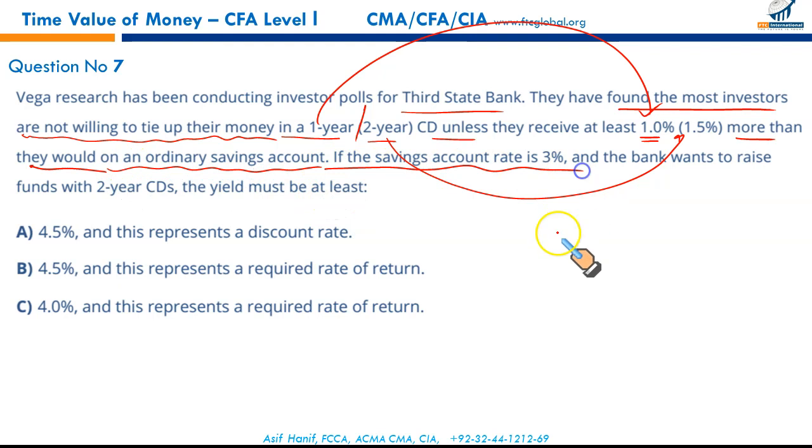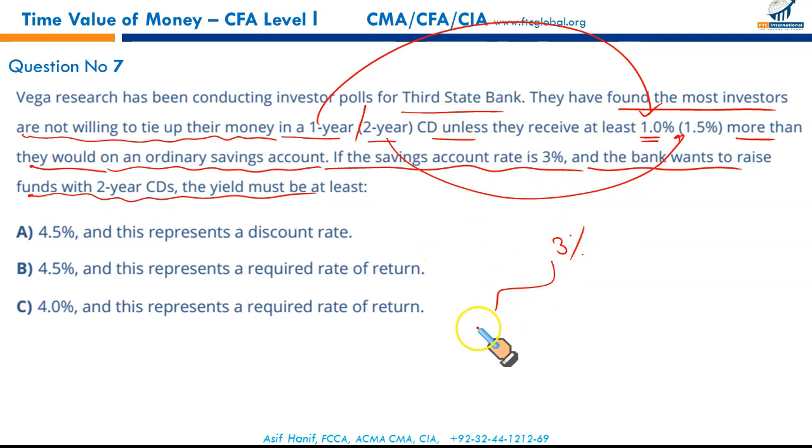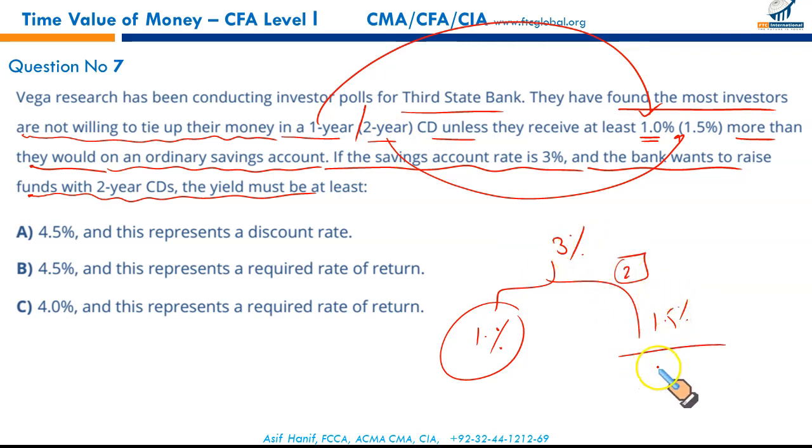If the saving account is giving 3% and the bank wants to raise funds for 2-year CD, remember for 1-year CD, the investors are looking for 1% premium. And for 2-year CD, they're looking for 1.5% premium. Since they are talking about the 2-year CD, the investors would be requiring 3 plus 1.5, 4.5%. Right? So it's a straightforward question.